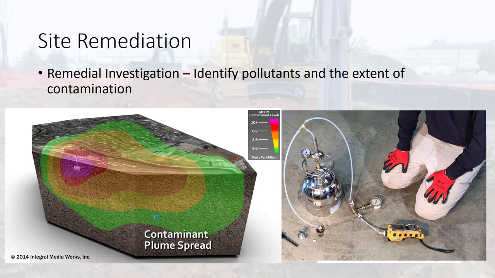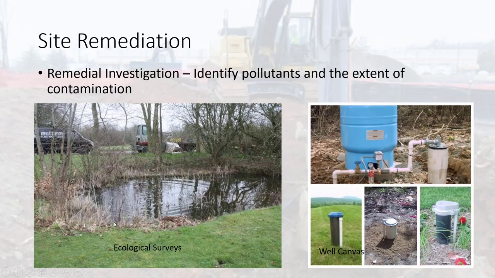So that's the first step in this remedial investigation. You use these various methods to identify your pollutants and then delineate their extent. And now you may also do other things as well, depending on where your site is located. You will do ecological surveys because there could be potential impact to sensitive areas such as streams or rivers or wetlands. So you may do an ecological survey.